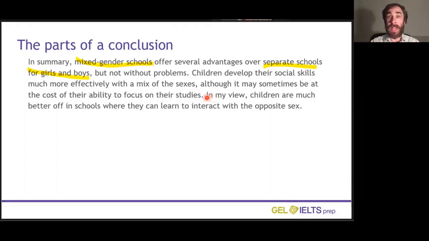And finally, in my view, so this is my opinion, in my view, children are much better off in schools where they can learn to interact with the opposite sex. Of those 3 sentences, the first one is going to be closer to a lot of the language in the question. The second sentence is going to be closer to what I said in my body paragraph. And the third sentence, again, is my opinion.